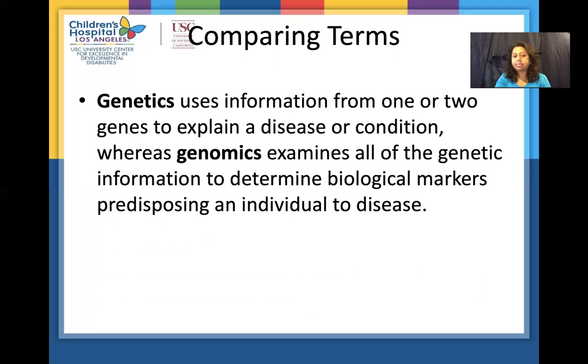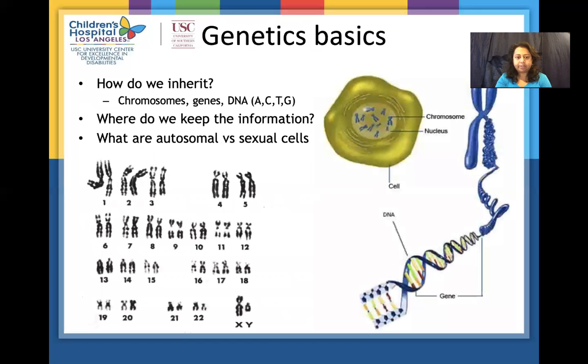So while genetics may use information from one or two genes to explain a disease, genomics really strives to show that all of the genetic information that can possibly influence biology, predisposing an individual to a disease, should be included in looking at the aftermath of a genetic difference. So how do we inherit?